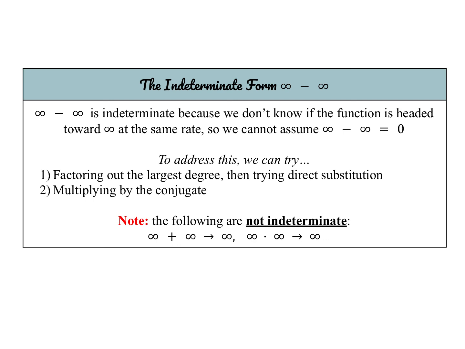So we can address this in a couple of different ways. We can try factoring out the largest degree of our function, and then from there we can try evaluating the individual portions using direct substitution. Or we could also try multiplying by the conjugate. Just remember, you do need to do this in the numerator and denominator of your function.